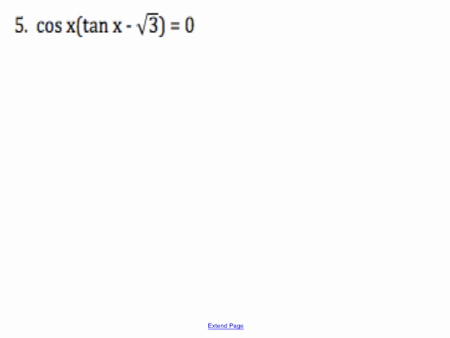So the nice thing about this is that this is actually already factored. I've got a cosine x times the quantity tangent x minus radical 3, and that equals 0.